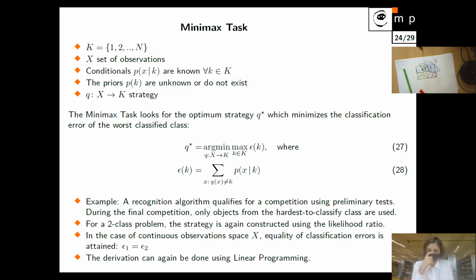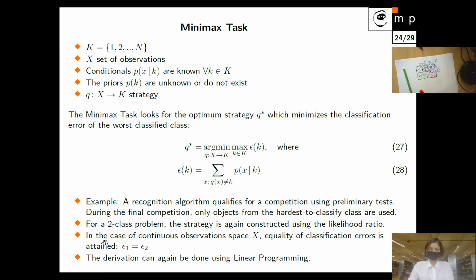So now the formulation is, I do not want to have a class where I am making many mistakes. I will measure the quality of my algorithm by the error on the largest class, the class where I make the largest number of errors. It's clear, for instance, that in a two-class problem in a continuous space, the errors must be the same. Because if you have too many errors on one, you can reduce it so that you make more errors on the other. As you make more decisions into one class, you reduce the error there and increase it in the other.